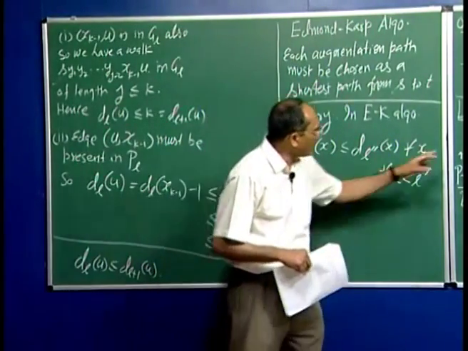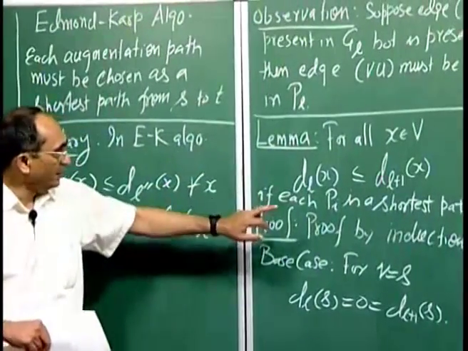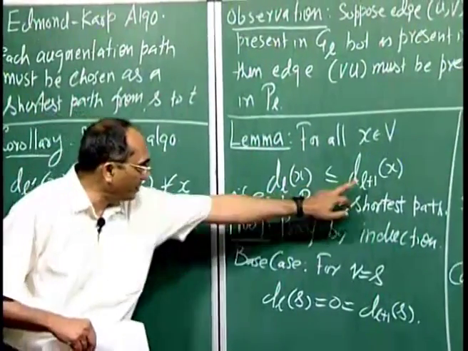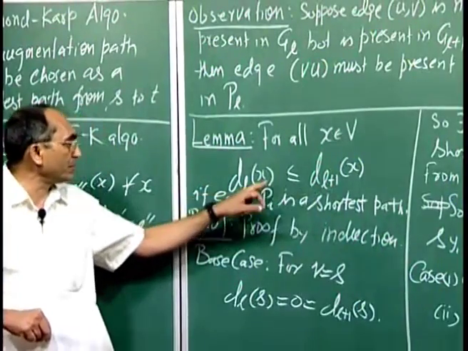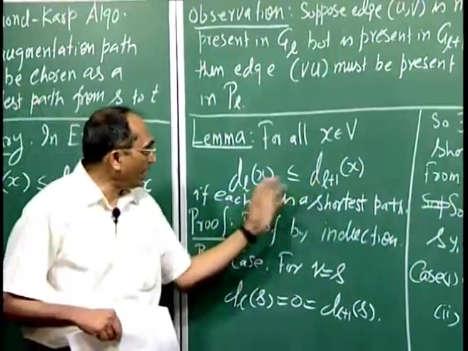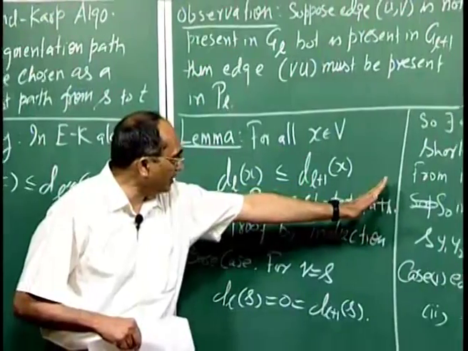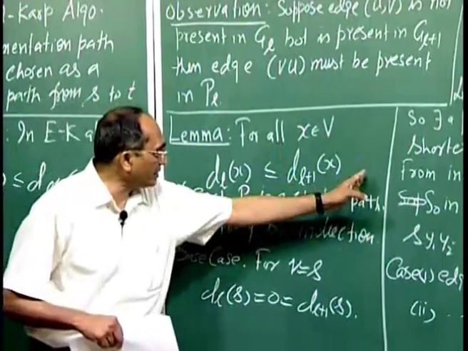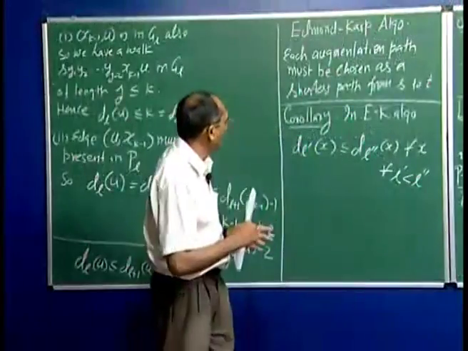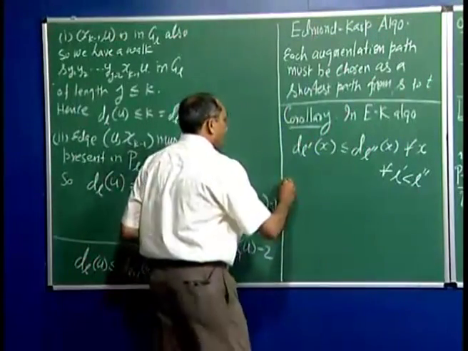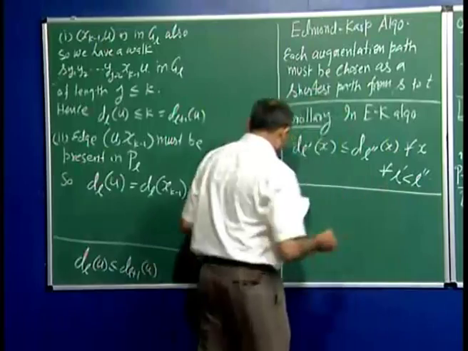Now, that is a trivial consequence of this lemma, because if the distance in L plus 1 is greater than or equal to the distance in L, then iteratively the distance in L plus 2 will be greater than or equal to the distance in L plus 1 and so on. So, this is trivially true. Okay.